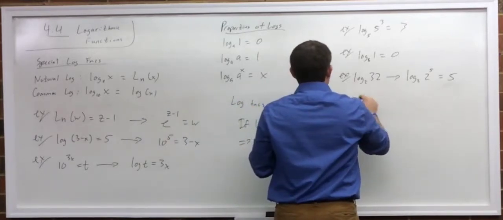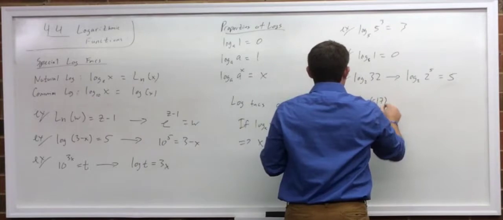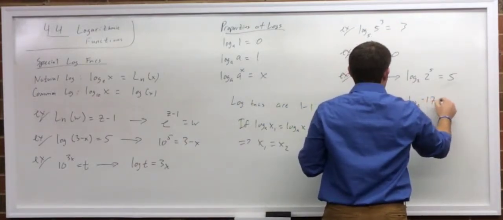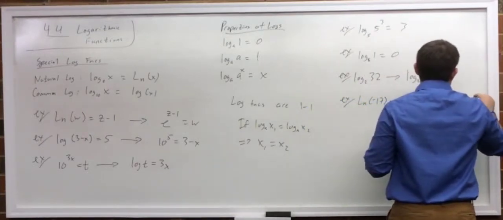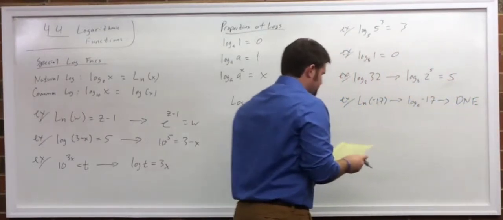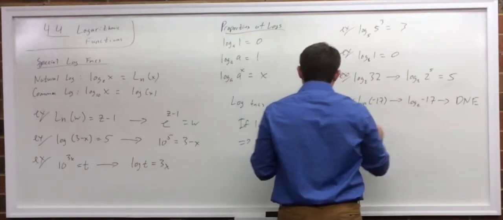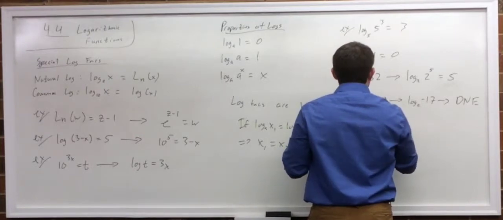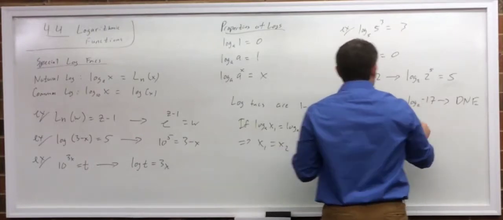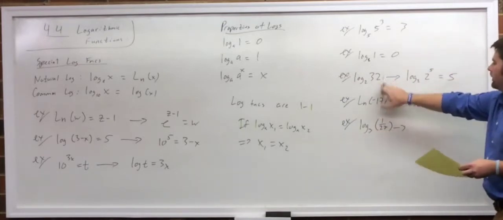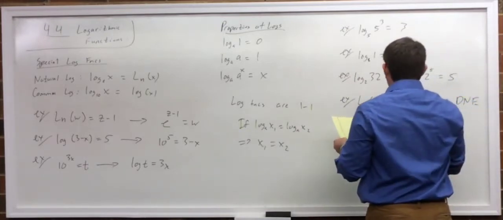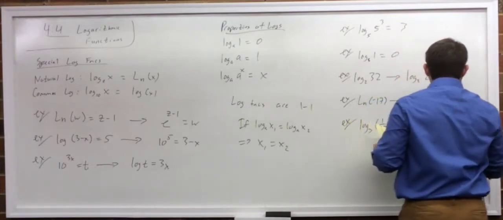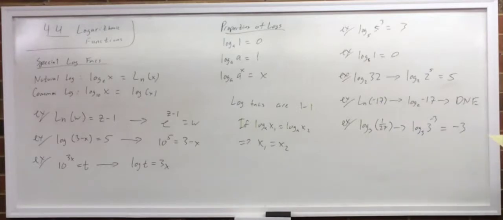If we had the natural log of negative 17, that is log base e of negative 17, but that does not exist because we have to have positive numbers there. I know I'm moving quickly, but you can go back and watch this video a little bit slower. Log base 3 of 1 over 27. We can rewrite this in a form that gives us an easy solution: log base 3 of 3 to the negative 3, and we know that equals negative 3.